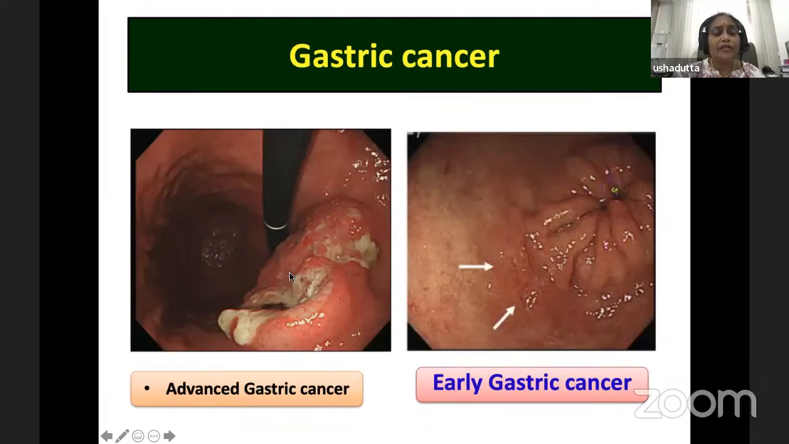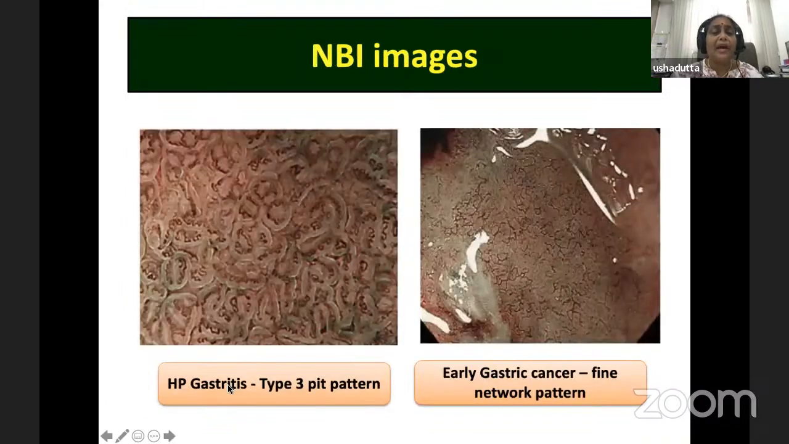On retroflexion, you can see a tumor here, advanced gastric cancer. You don't like to pick it up at this stage because they may have already metastasis. You would like to pick it up when there are early gastric cancer, small depressed areas where we have to look for dysplasia and malignancy. There's a role of narrow band imaging in picking up H. pylori by looking at the pit pattern, and they can also pick up early gastric cancer by looking at the fine network of vessels that we are seeing here.